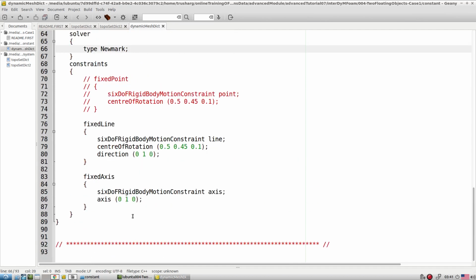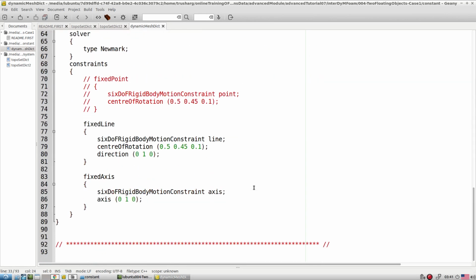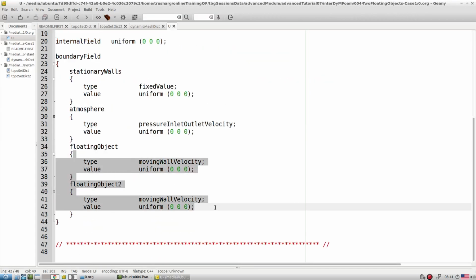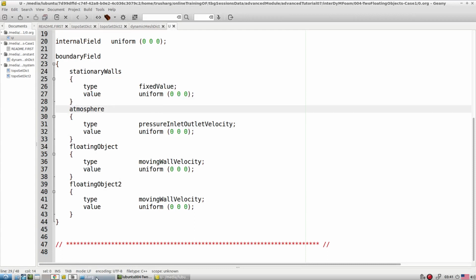Now let's look at a few more entries. Here we don't have an option to specify different motions for each object. That's why we say patches. As a combination, we specify patches for both objects, so it is a coupled wave motion one can see. That is what we needed from this side. Then what else do we require? In the 0 folder we require the boundary conditions. Both objects are moving in a similar way. We have other boundary conditions, so have an idea about all of them.